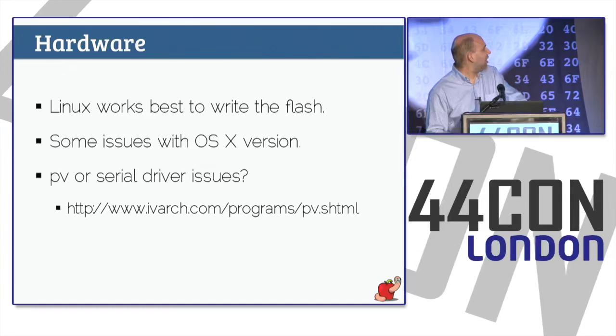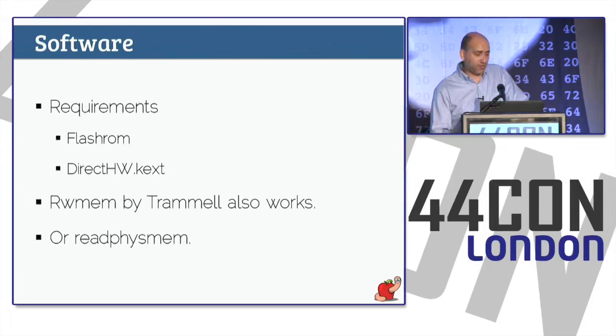I'm not sure, I didn't research this issue yet. If you try to flash to read from OS X, it works okay. If you try to write, you run into some problems. I use Linux to write, so I have just another laptop just for writes. I think it's either a PV or a serial driver issue. You can try to solve it, but at least Linux works for this, so if you run into problems, you already know why. For software, you can use FlashROM.